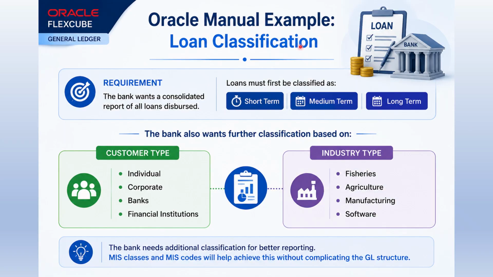Oracle manual example, loan classification. Let's take the example provided in the Oracle manual. Suppose a bank wants a consolidated report of all loans disbursed. The loans first need to be classified according to their term: short-term, medium-term, and long-term. But the bank also wants additional classification. For example, based on customer type: individuals, banks, corporate and financial institutions. And based on industry type: fisheries, agriculture, manufacturing, and software. So we now have multiple reporting dimensions that the bank wants to analyze.